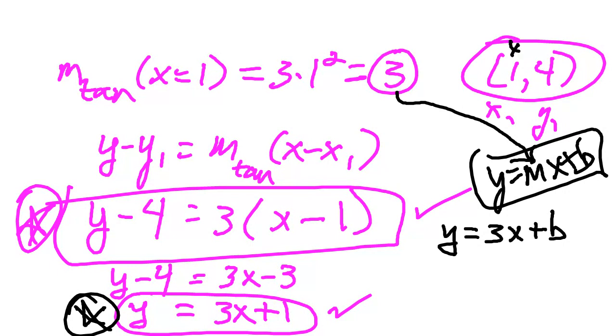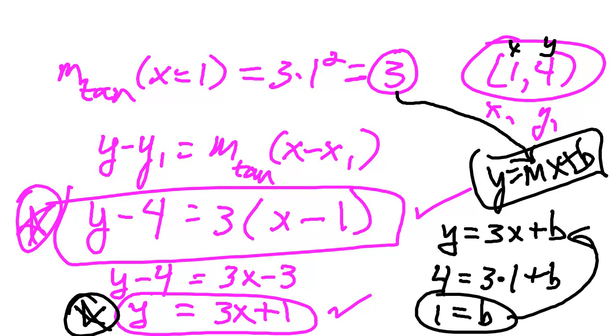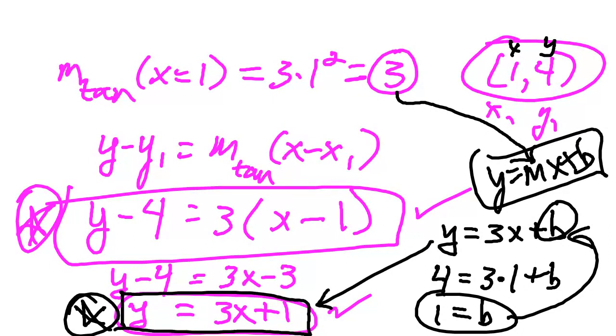Once again, here's my x and here's my y. So instead of x1, y1, I could just consider that x, y. And for y, I could put in 4 equals 3 times x, x is 1, plus b. If I solve this, I get that 1 equals b. And then plug that back in right here, and notice that that gives me the same exact equation, y equals 3x plus 1. So if all you knew is the y equals mx plus b formula, we could also do it. Okay, so any questions on that?